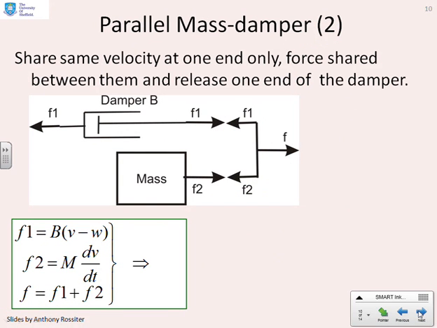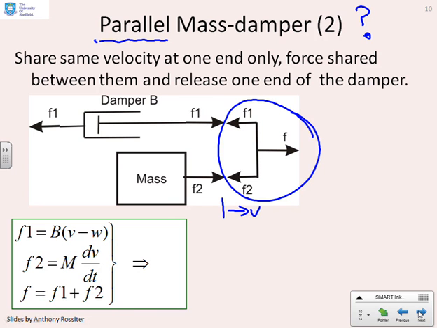Okay, here's another arrangement. Is this arrangement parallel or not? You'll see that again the force has been split between the mass and the damper, so I've got F equals F1 plus F2. You'll see that the mass moves with velocity v and one end of the damper moves with velocity v. However, the other end of the damper moves with velocity w, so the damper now has two free ends. And this means the damper equation is this one down here, F1 equals B(v minus w).